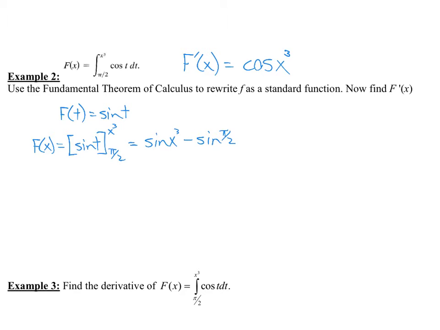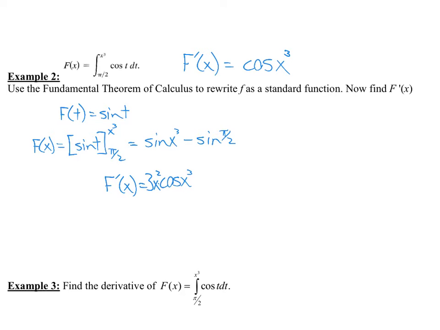Well, let's actually look and see what she's talking about, all right? That's capital F of x, right? So if I take the derivative of that, the derivative of sine of x cubed, sine is the outer function, so the derivative of sine is cosine. And then here's the chain rule, the x cubed is the inner function. So we do have to multiply by a 3x squared. Okay? What's the derivative of minus sine of pi over 2? It's 0, because that's a constant.